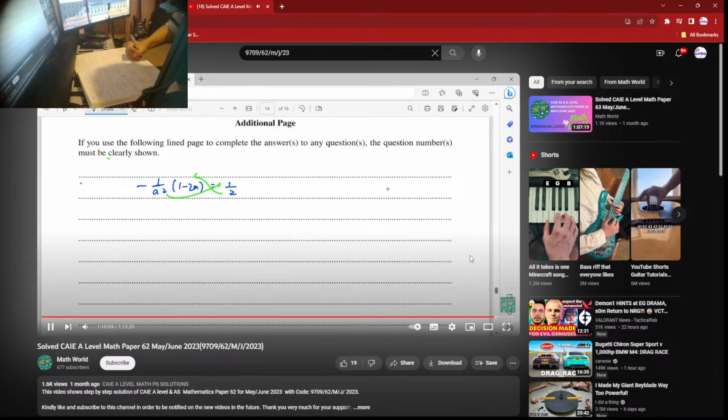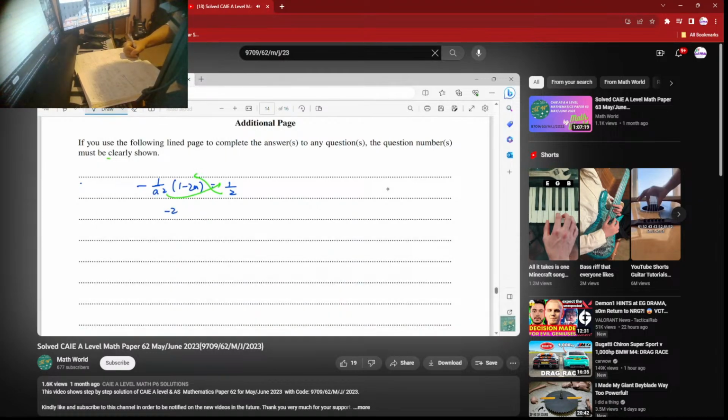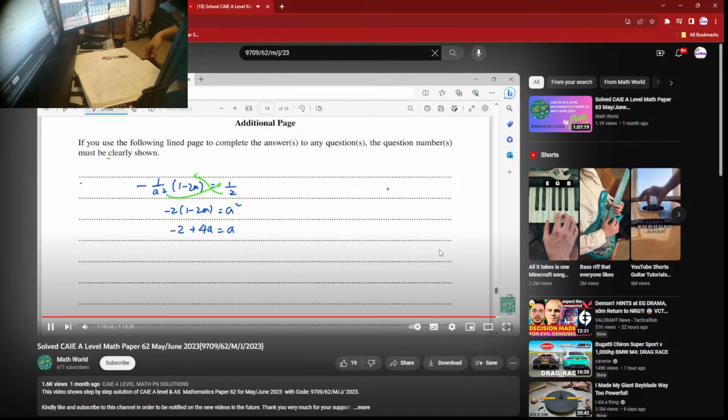So I will get 2 minus negative 4a brackets equals 1 minus negative 2a over a squared, and then I will do expansion. This is 2 minus 2 times 1 is minus 2, minus 4a plus 2a will be plus 4a equals a squared. And now you rearrange: a squared minus 4a plus 2 equals 0.